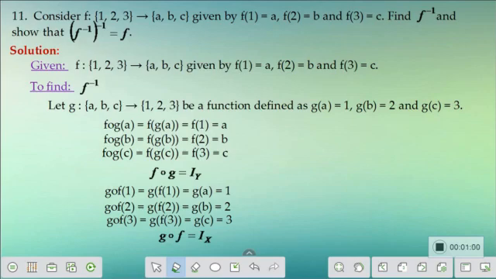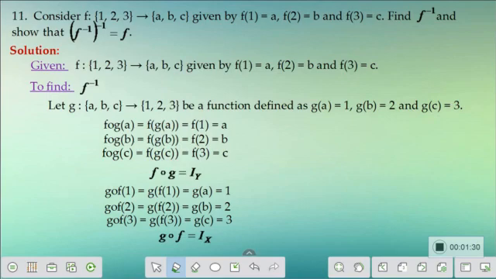Now, we have to find f inverse. To find f inverse, we have to find a function which is going to be the inverse of f. For which, let us define a function g, which should be from the set containing elements a, b, c to the set containing elements 1, 2, 3. So let's define such a function by mapping the elements in such a way that g of a equal to 1, g of b equal to 2 and g of c equal to 3.